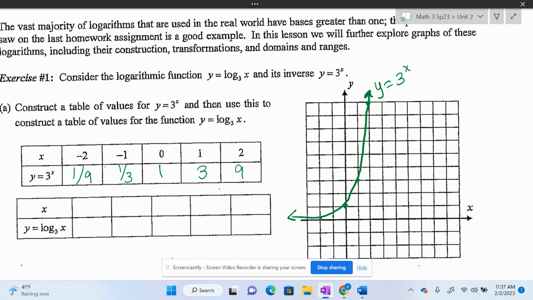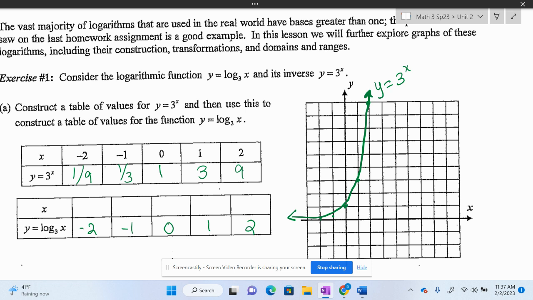So remember that log base 3 of x is the inverse of that, right? That's where that came up. So the only way to fill that chart out is I'm just going to do the inverse of my points, right? So instead of all of my x values, -2, -1, 0, 1, 2, I'm going to now make those my y values. -2, -1, 0, 1, 2.